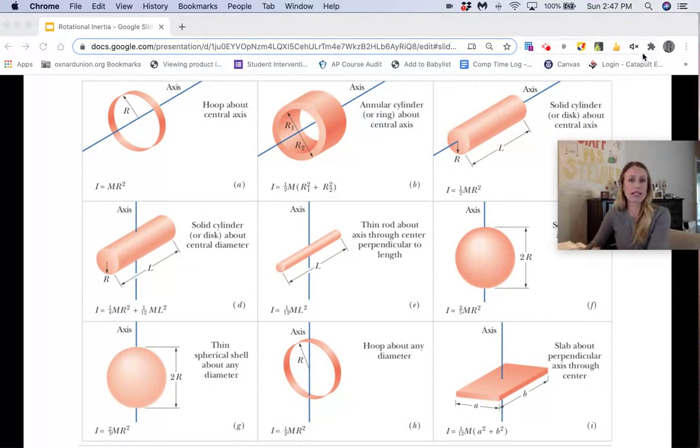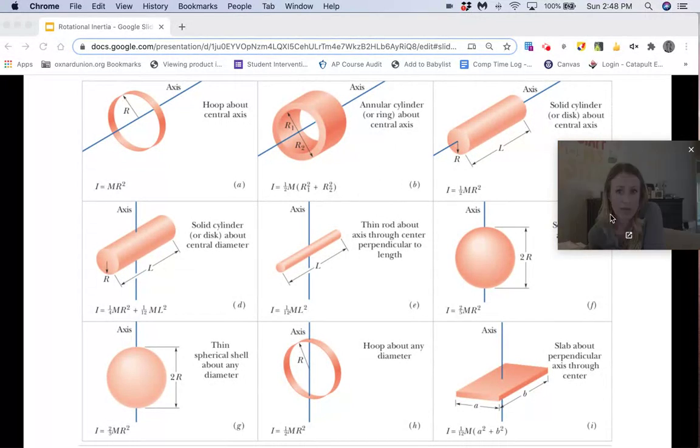The ones that are really important are a hoop about a central axis, and all this is mr squared. You'll see that it's very similar to our sum notation, right? And that's because a hoop, we can just say that it's almost like a point mass, right? So just mr squared is our rotational inertia. This one is very, very important, the solid cylinder or disk about a central axis. You'll see a lot of problems with a disk being used, and this is 1/2 mr squared.